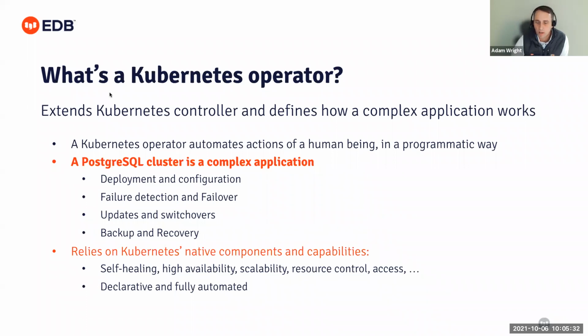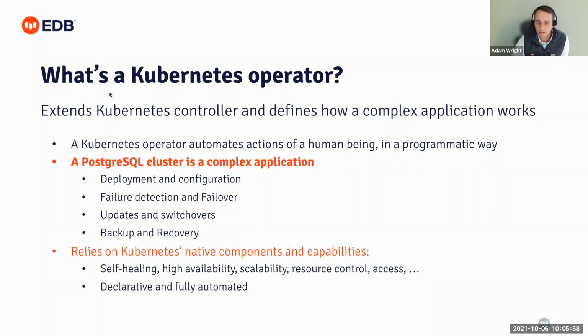PostgreSQL is more complex, right? If you're running in an HA mode, there's a primary, there is a standby. You can't just restart pods at any time. You can't just kill pods at any time because the host died and then reschedule them on another worker node. You have things like switchovers, failover, failback that need to be accounted for. So PostgreSQL itself is a complex application.